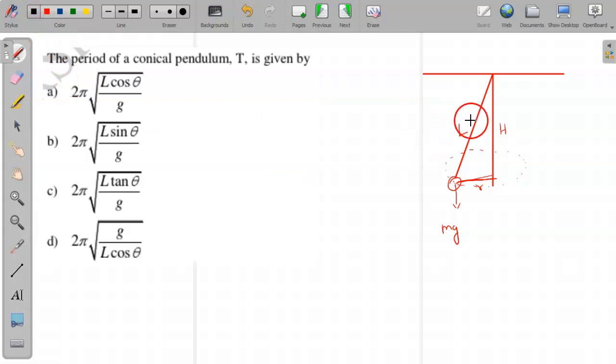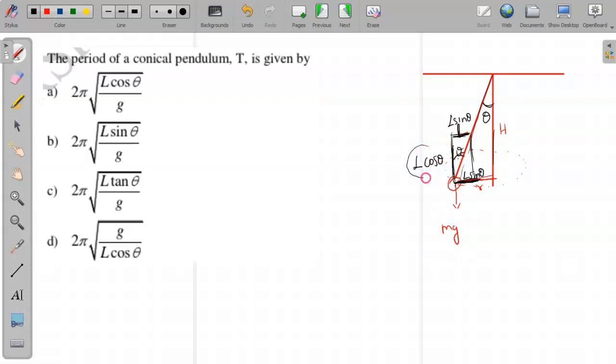Now we have two components for the length of the conical pendulum. One is the vertical component, another is the horizontal component. And here is theta, because you know the two parallel lines make opposite sides equal. Theta's opposite side is horizontal, so the horizontal component is L sine theta. And the vertical component is the adjacent side, so L cos theta.